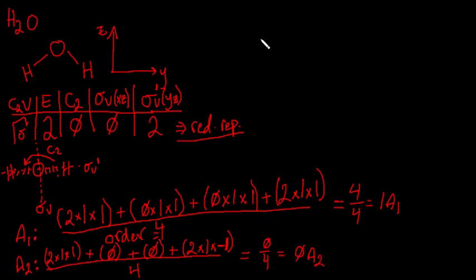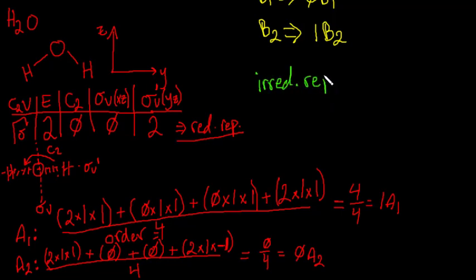Now, if we do the same for B1 and B2, we would realize that in the case of B1, we have 0 B1 representations, and in the case of B2, we actually have 1 B2 representation. So overall, the irreducible representation would be equal to 1A1 plus 1B2.